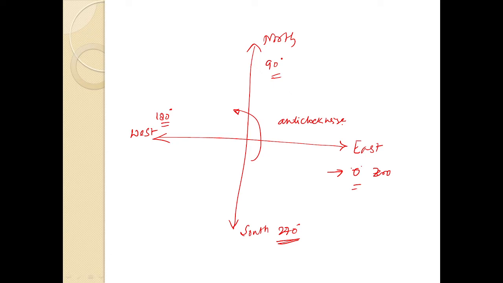270 degree is the down or bottom side of the screen. Clear? So now you can change all these parameters. If you need, you can change all these parameters by changing the reference and direction.